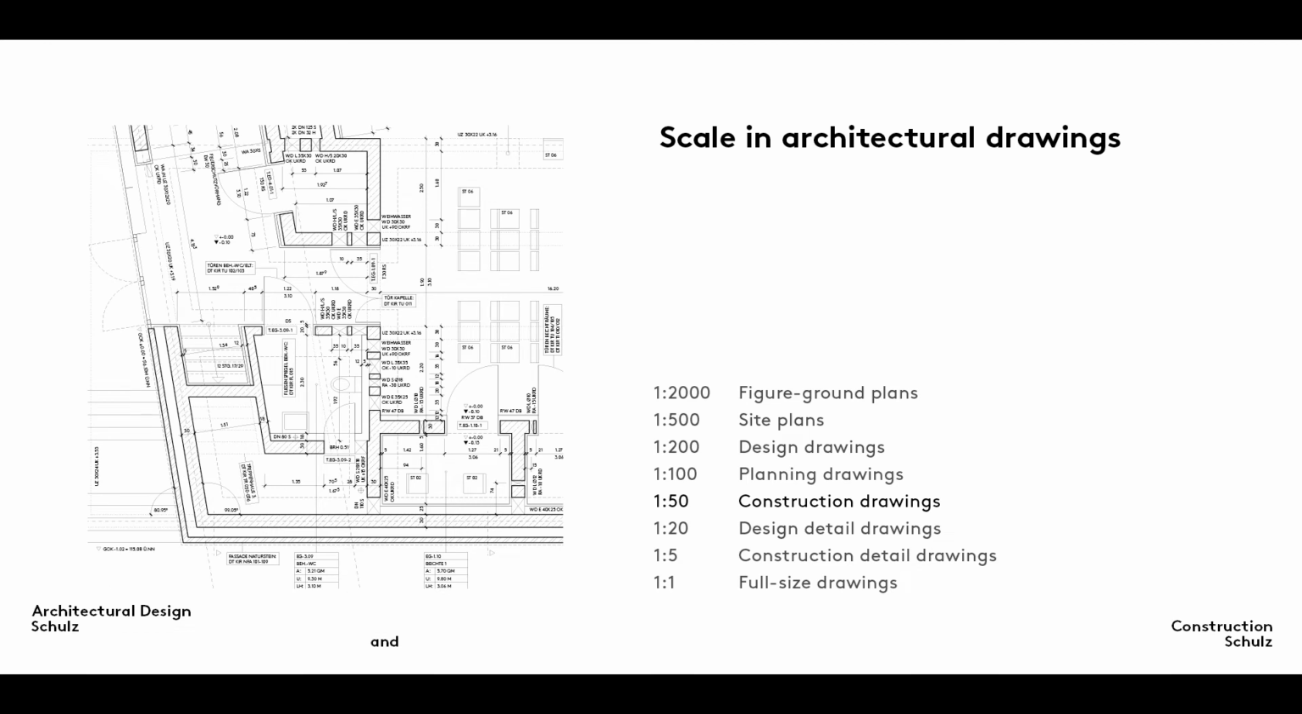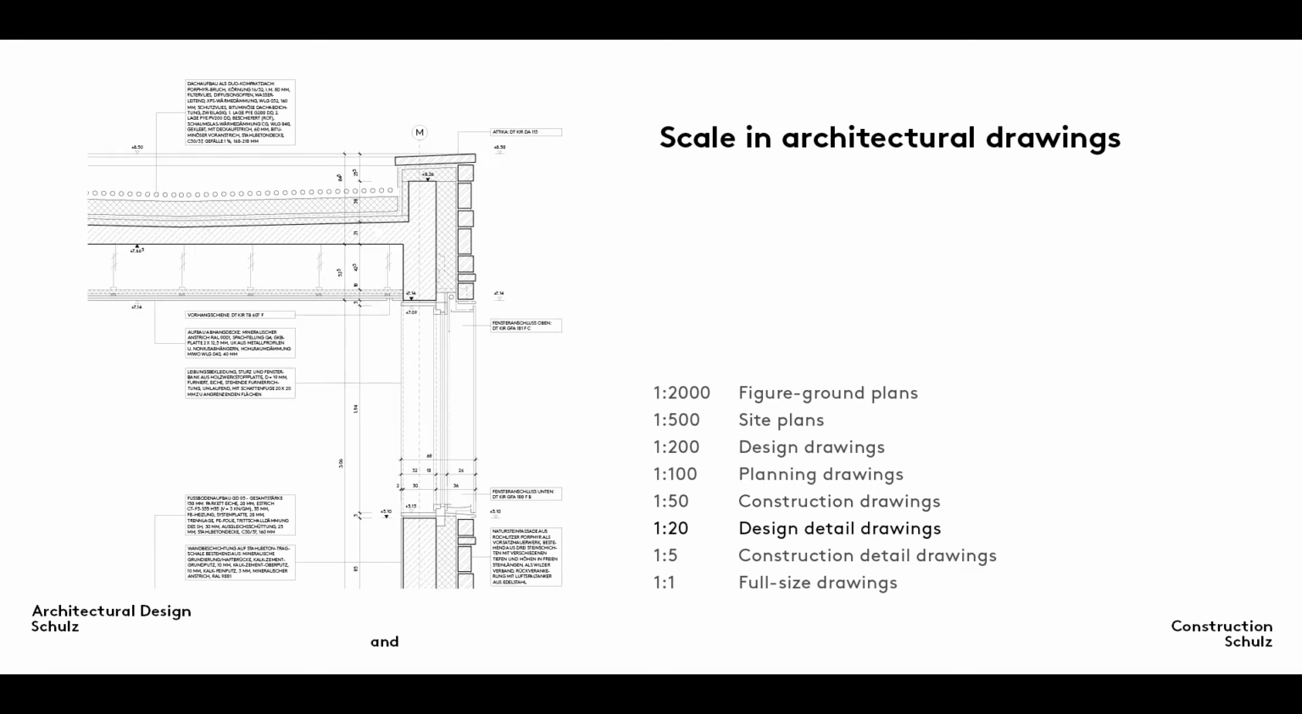Construction drawings are prepared to a scale of 1 to 50 and provide a clear overview of the building works to be carried out. Design detail drawings are produced to a scale of 1 to 20. They show design details for a particular section of a building, frequently interior facades and wall finishes.